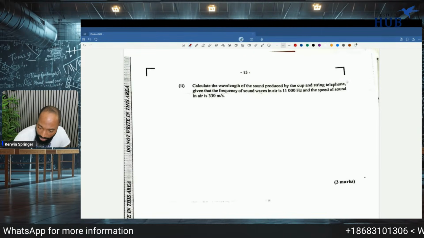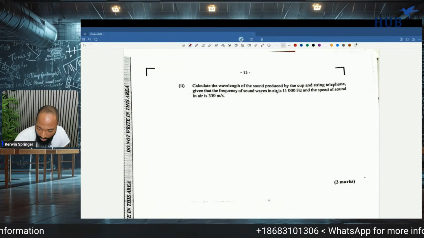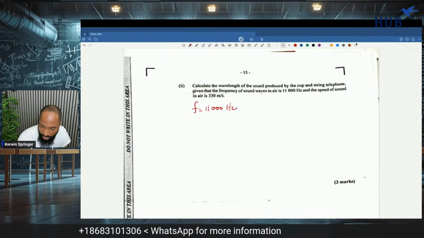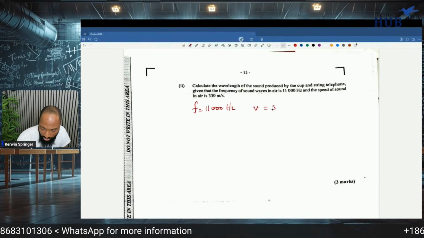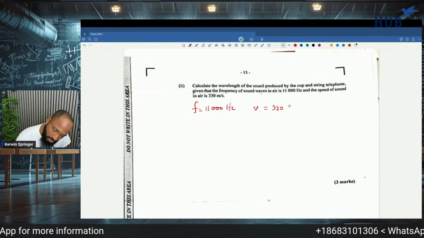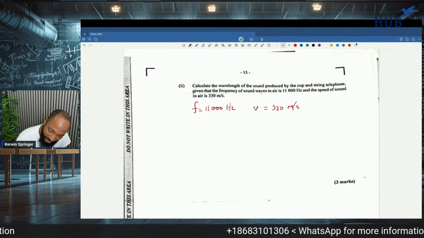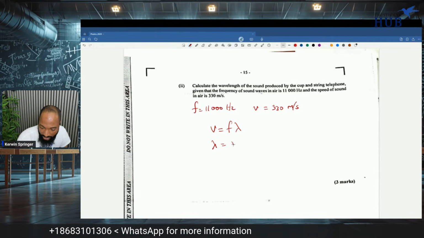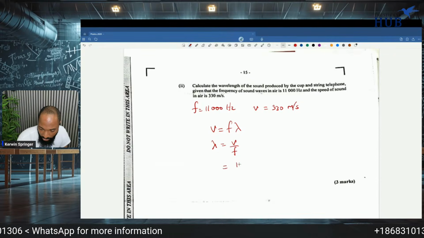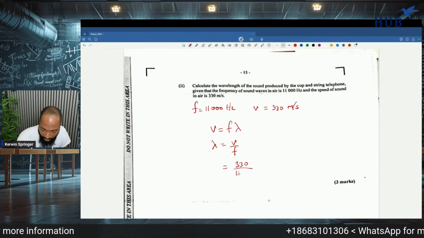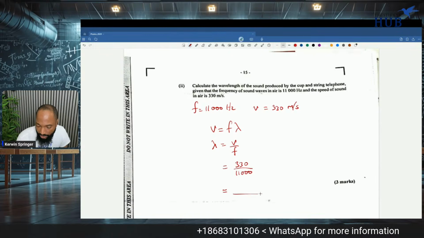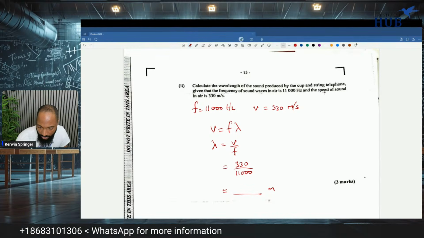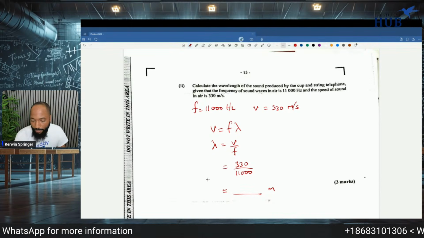Calculate the wavelength of the sound produced by the cup and the string. The frequency of the sound wave F is 11,000 hertz, and the speed V is equal to 330 meters per second. Well, we know this equation, V is equal to F lambda. So lambda, the wavelength, is equal to V over F. So you're going to put 330 over 11,000, and we're going to get what? And this is going to be in meters. So this is a straight standalone question.